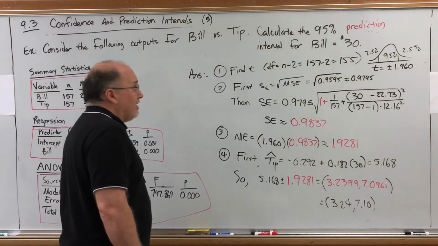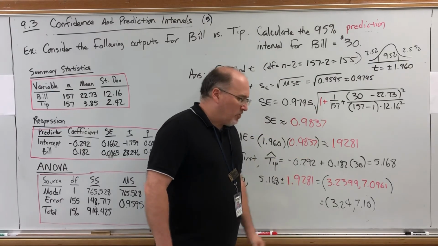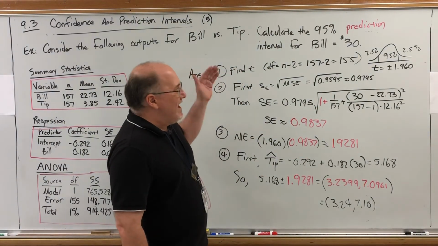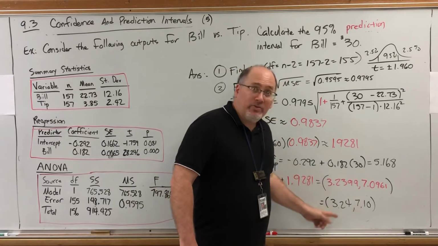All right, so it's just like calculating a confidence interval, except there's a 1 plus here, and the answer means something different. We predict that 95% of tips, when a bill is $30, will be between these two values.